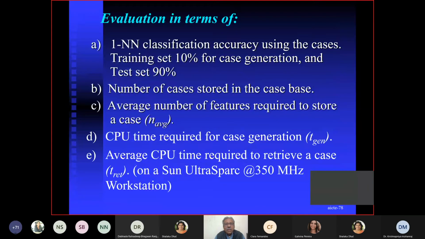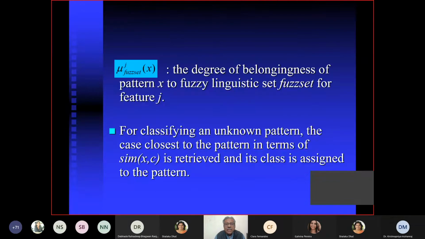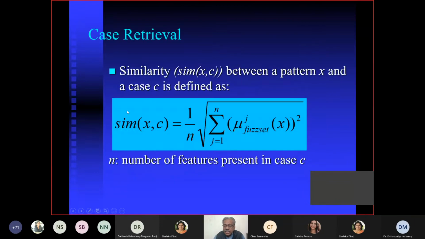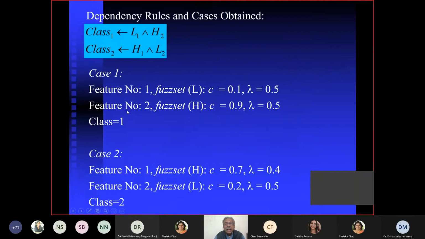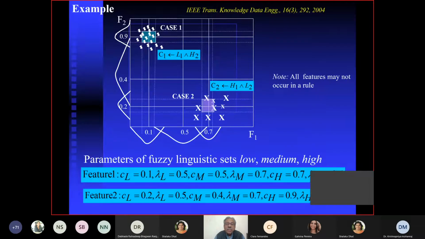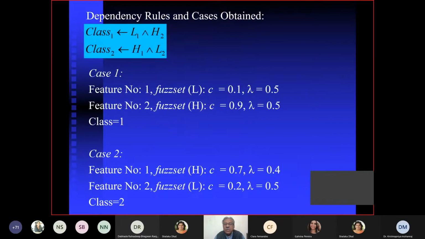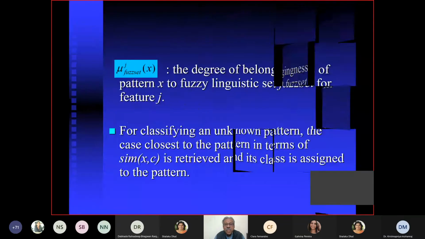Now, when you have these classes, the next question is, how can I say that my cases are much more efficient than the other ones? Because there are many other machine learning algorithms. For example, the simple random method, where you just pick up one sample from each class. That is also a way to create cases. So when you want to compare, otherwise your idea will not be accepted by the reviewers and publishers.